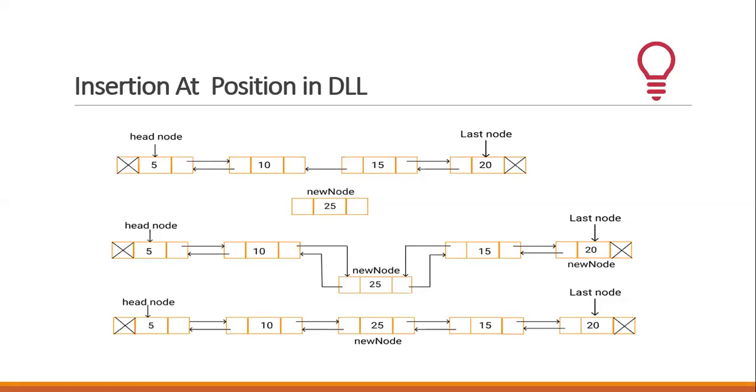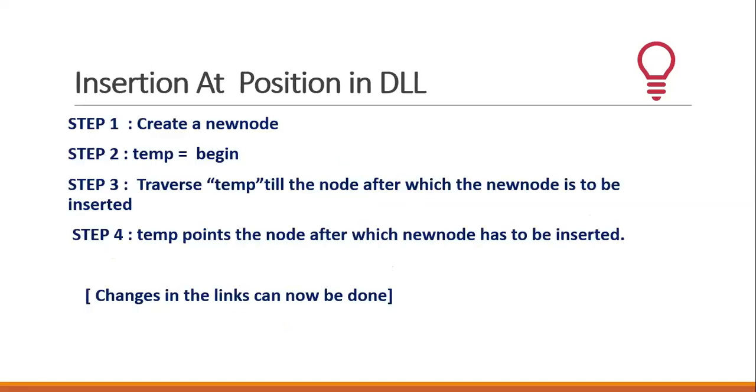Once you know that 25 has to connect with 15, and then you connect 10 to 25, the major things are sorted. So the first part should be that whatever 10 is connected with, 25 should get connected with it. Then how are we going to represent it? Definitely, we have to create a new node. Then step two will be, we take a temp node which starts with the begin node. We traverse the temp till the node after which the new node is to be inserted.